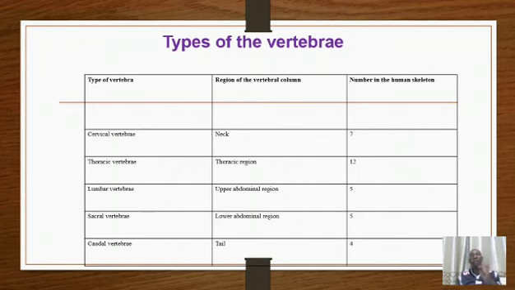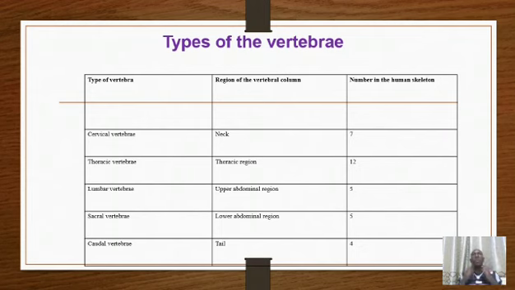But there are 5 different types of vertebrae: cervical in the neck, thoracic in the thoracic region, lumbar in the upper abdomen, sacral in the lower abdomen, and caudal that are found within the tail. In the neck, the cervical are 7. Thoracic, in the thoracic region, there are 12. The lumbar, there are only 5. The sacral are 5. And the caudal are 4.